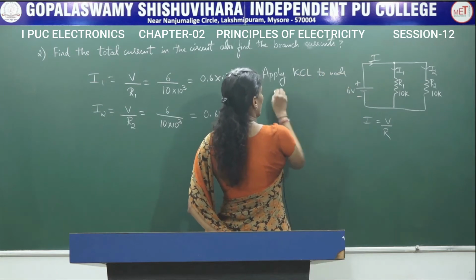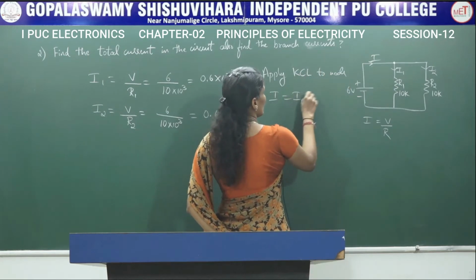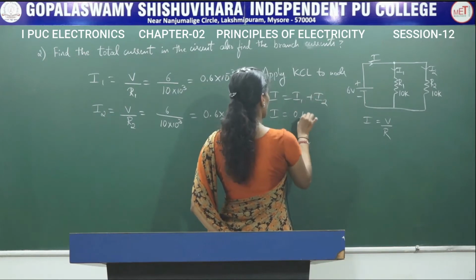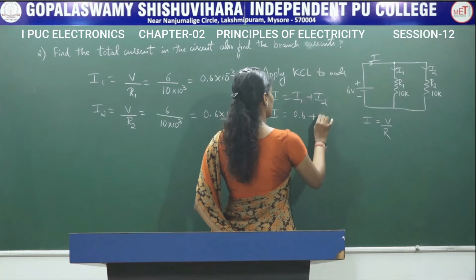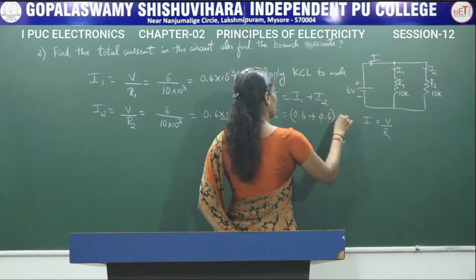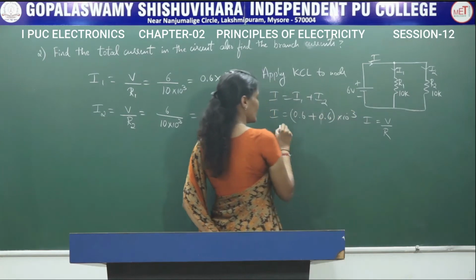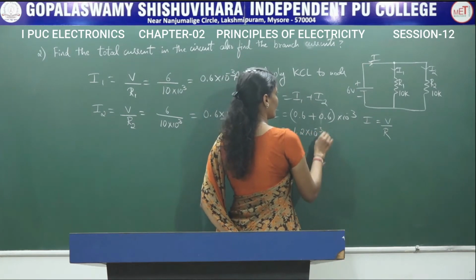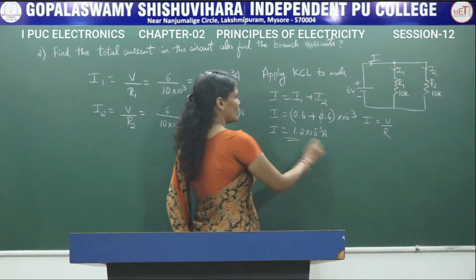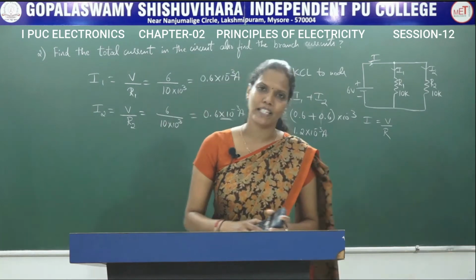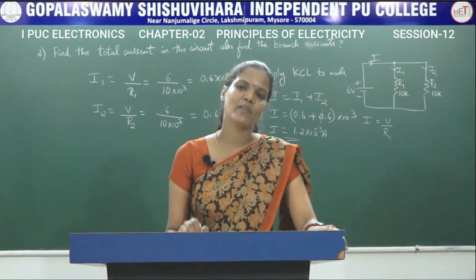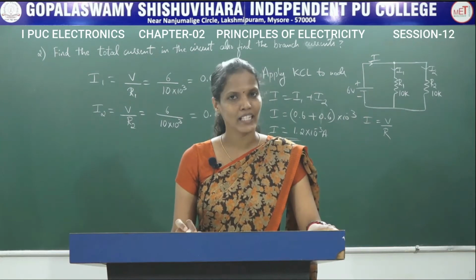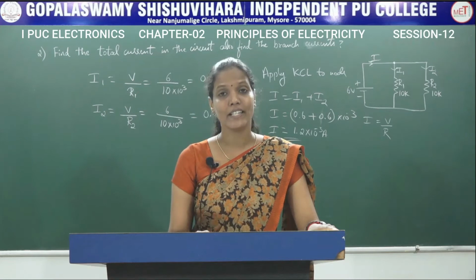Applying KCL to the node, I will be getting I is equal to I1 plus I2, where I is equal to 0.6 plus 0.6 into 10 to the power of minus 3, which is equal to 1.2 into 10 to the power of minus 3 amps. So the total current is 1.2 milliamps, whereas the branch currents I1 and I2 are 0.6 milliamps. Clear? Now we will move on to the next problem.